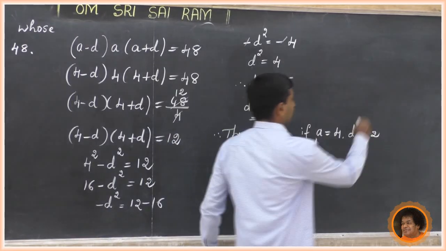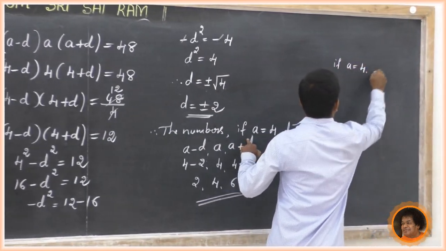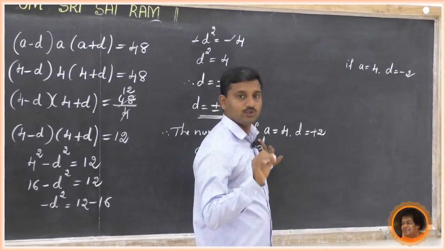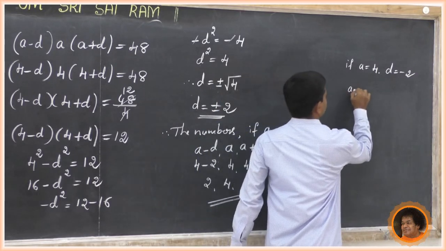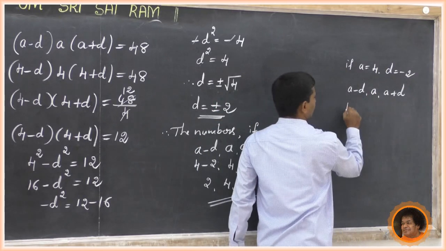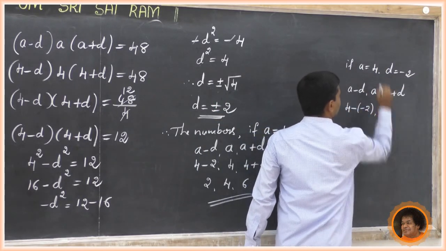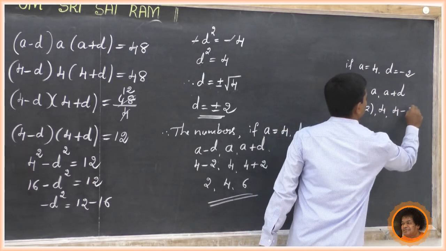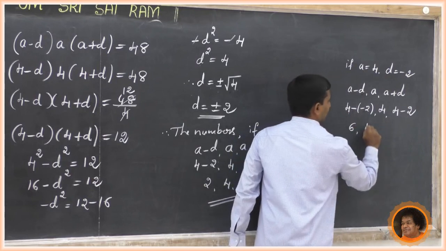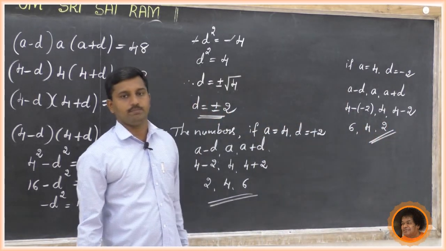Or one more possibility, if a is equal to 4 and d is equal to minus 2. So which are the three numbers? a minus d, a, a plus d. Now substitute the values. 4 minus, so d value is minus 2, 4 minus of minus 2. Now simplify. Minus of minus is plus, so 6, 4, 2. So 6, 4, 2 are in AP.